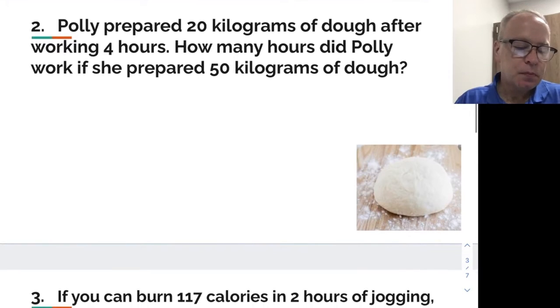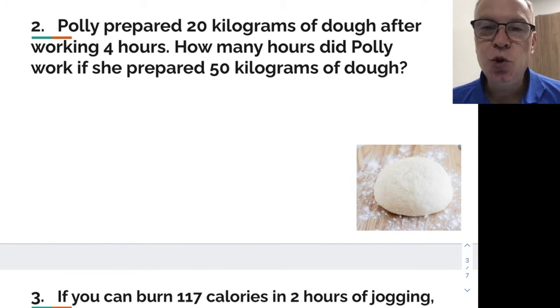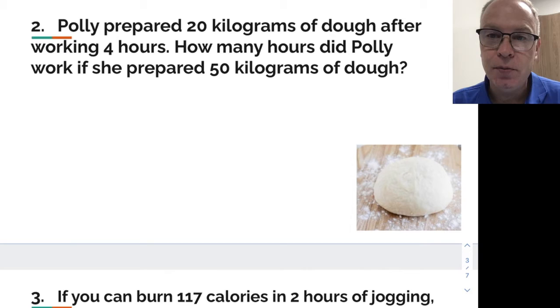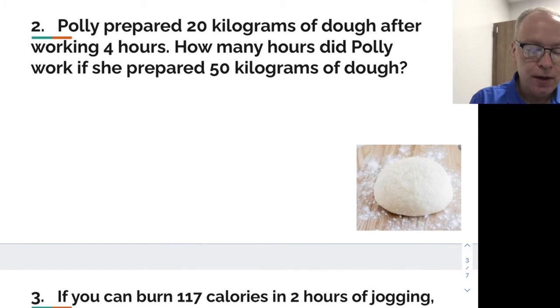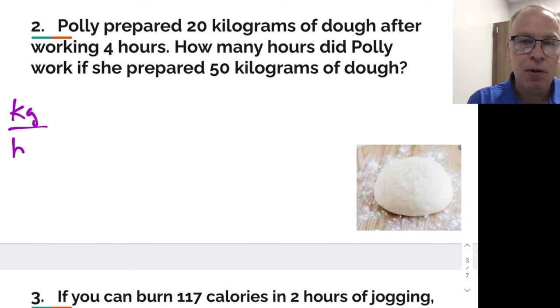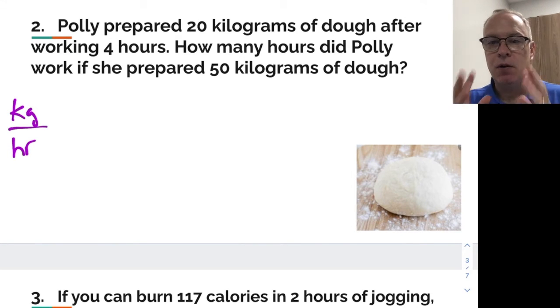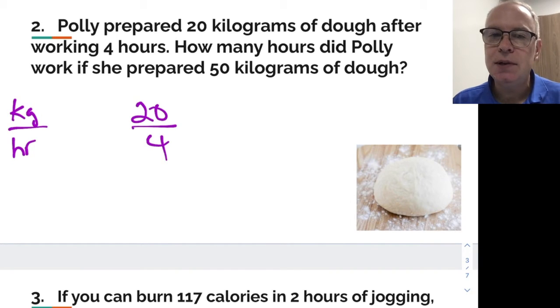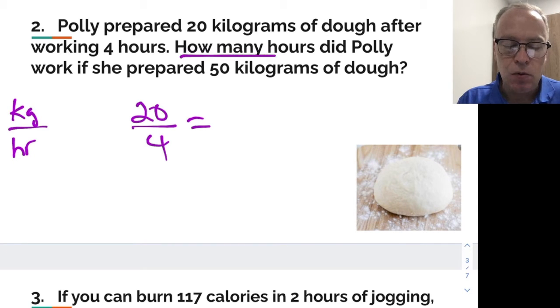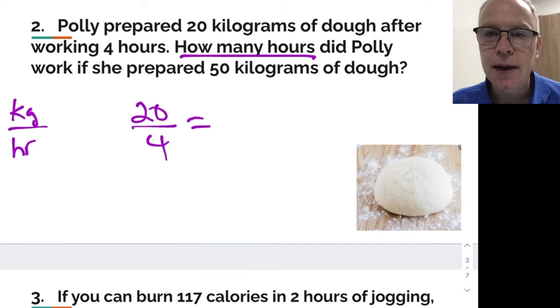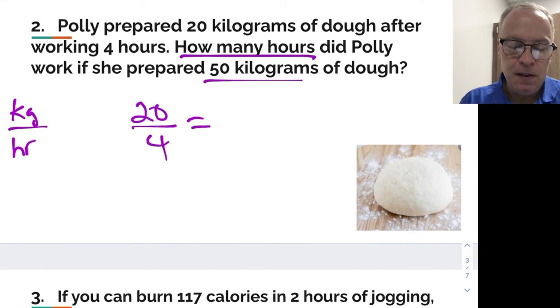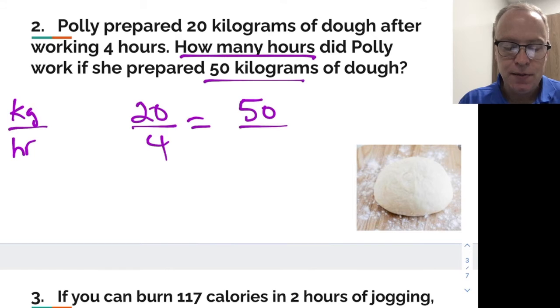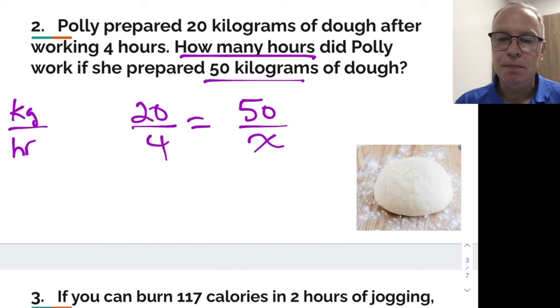Let's move on. Number 2, Polly prepared 20 kilograms. That's a lot of dough, by the way, for their restaurant, apparently, after working 4 hours. So we're going to do kilograms on the top and then hours on the bottom as far as our setup. So I'm going to put 20 is to 4. That's kilograms is to hours as kilograms is to hours. Well, let's see what the other information is. How many hours? Oh, okay, we're looking for hours. Did Polly work if she prepared 50 kilograms? Now remember, kilograms are on the top, so I'm going to set it up like that.